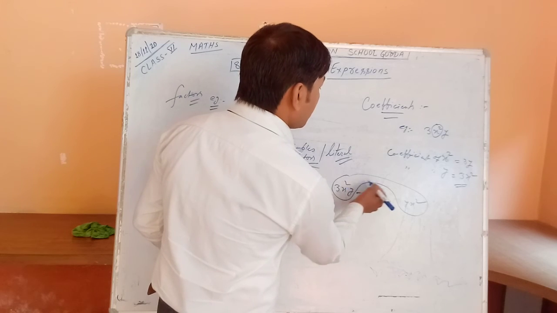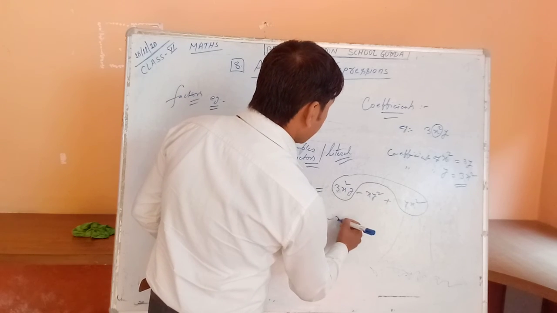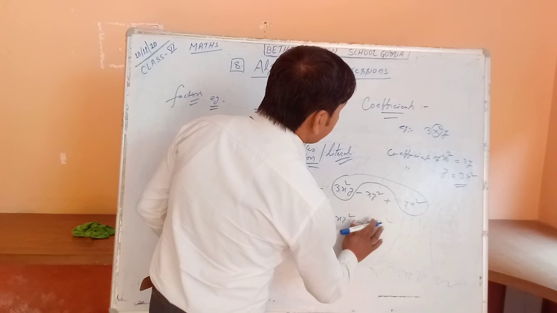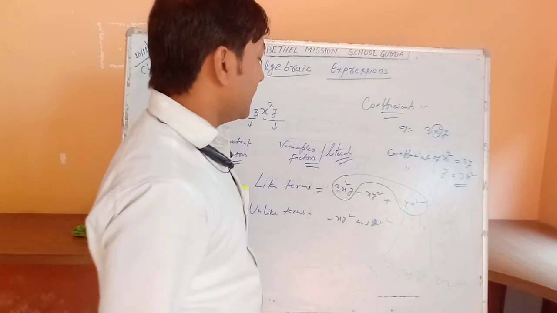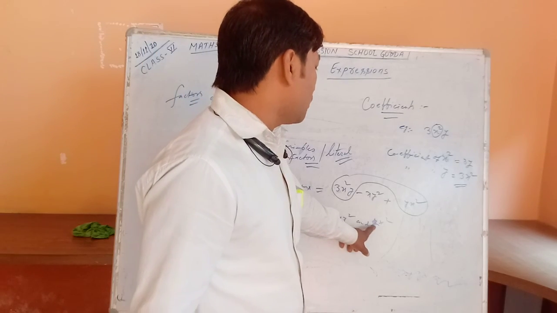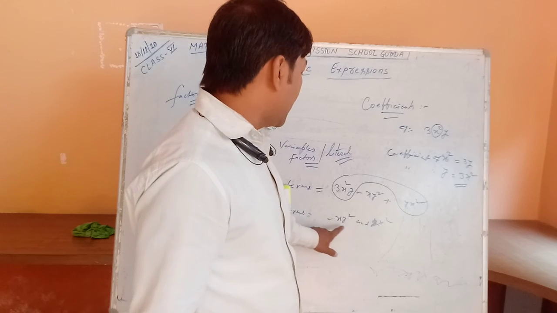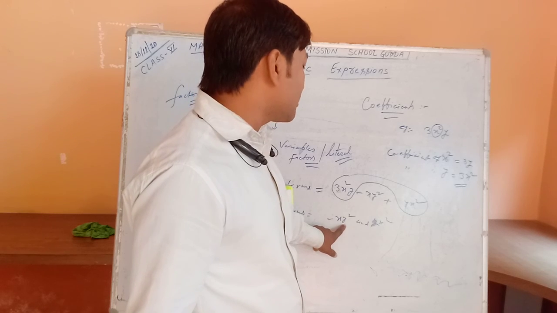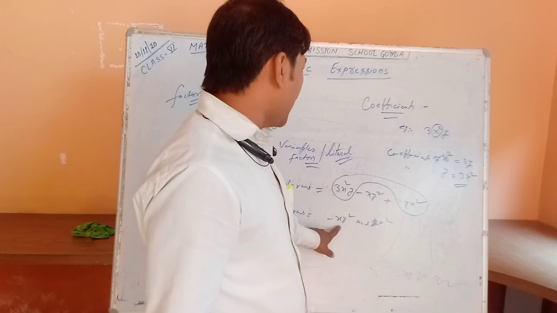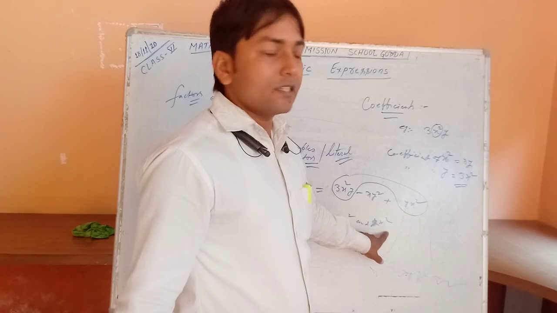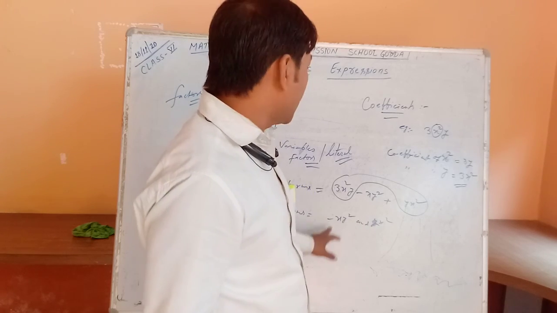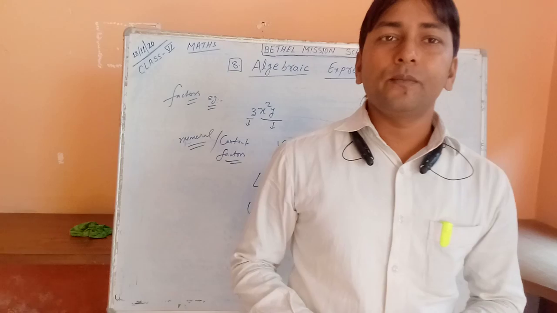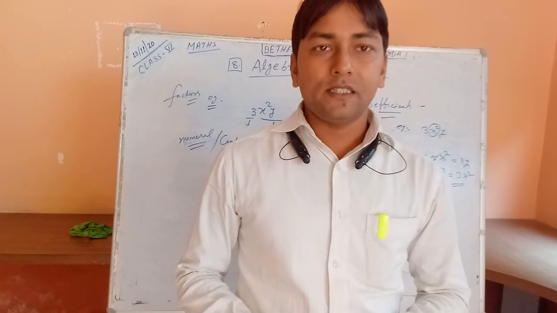We can say both are like terms, and the unlike term, which one? Minus xy square. These are unlike terms because y has power 1 here and y has power 2 here. That is y squared here, and here y, here x, and here x square. That's why these are unlike terms and these are like terms. Okay, I hope you got it. Now we solve some exercises.